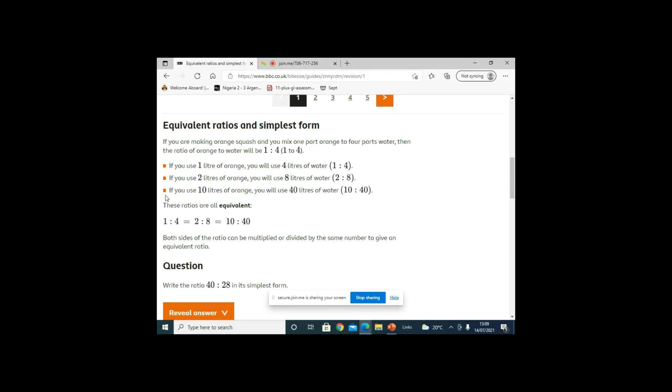This is how they write it. 1 to 4 is written with a colon when you are comparing ratios. If you have 2 liters of orange and you use 8 liters of water, it's going to be 2 to 8. If you have 10 liters of orange to 40 liters of water, it's going to be 10 to 40. You have to use a colon to differentiate those numbers and to show that you are comparing them. This is called equivalence ratios.